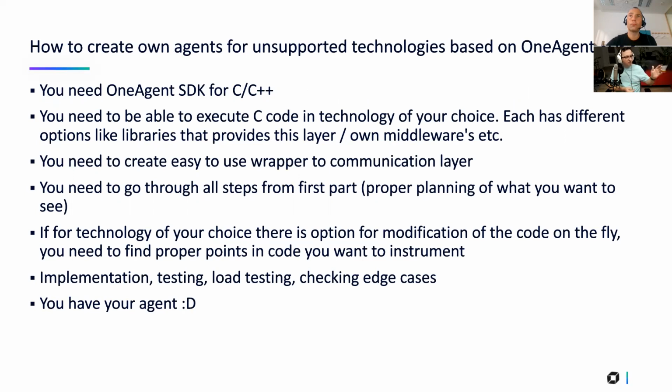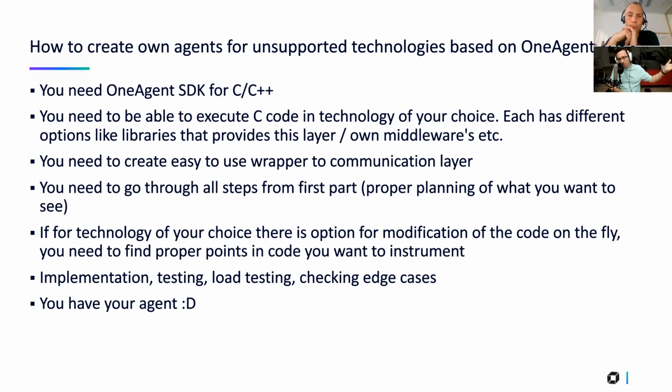So obviously, for OneAgent SDK for C, you need to have the OneAgent SDK downloaded and put inside your project. If you are, for example, not building the app in C, but in another technology like Delphi, Ruby, Rust, or others, you cannot just put the C library there and start using it. You need to be able to execute this code inside your application. So you need to think about what possibilities you can use to make it work.